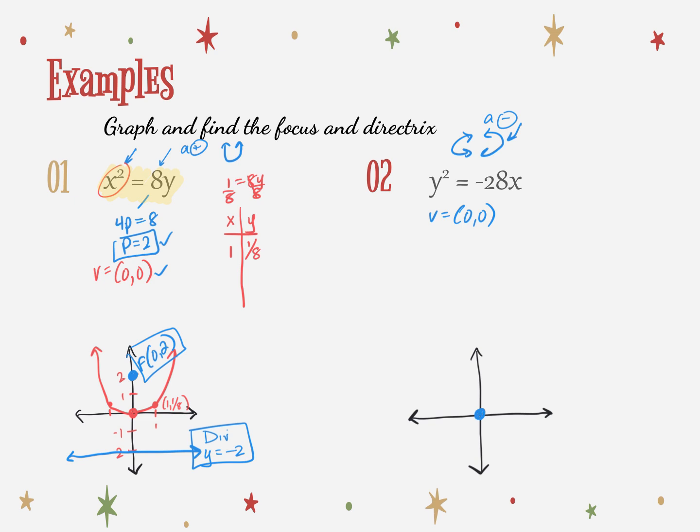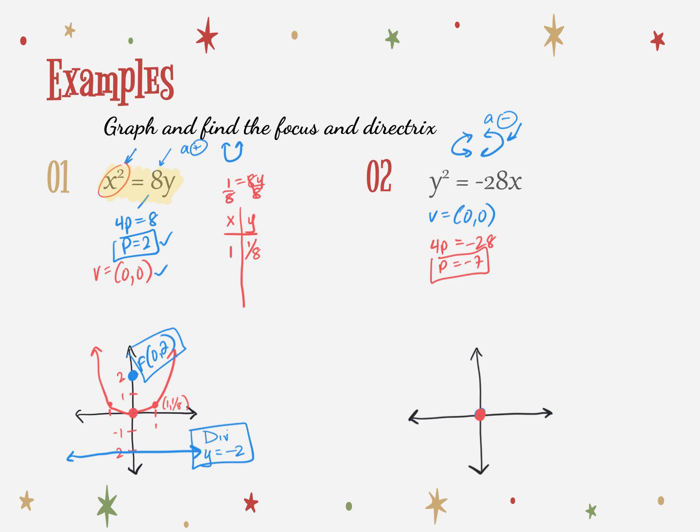Actually, let me do it in red. So my vertex is going to be there. And now I know that 4p equals negative 28, which means p equals negative 7. I know it says negative 7. Don't worry about the negative because remember, p is really a distance. So it's kind of the absolute value. So negative 7 is fine. Just know you're going to go 7 in one direction for the focus and 7 in another for the directrix. And that's going to be from the center.